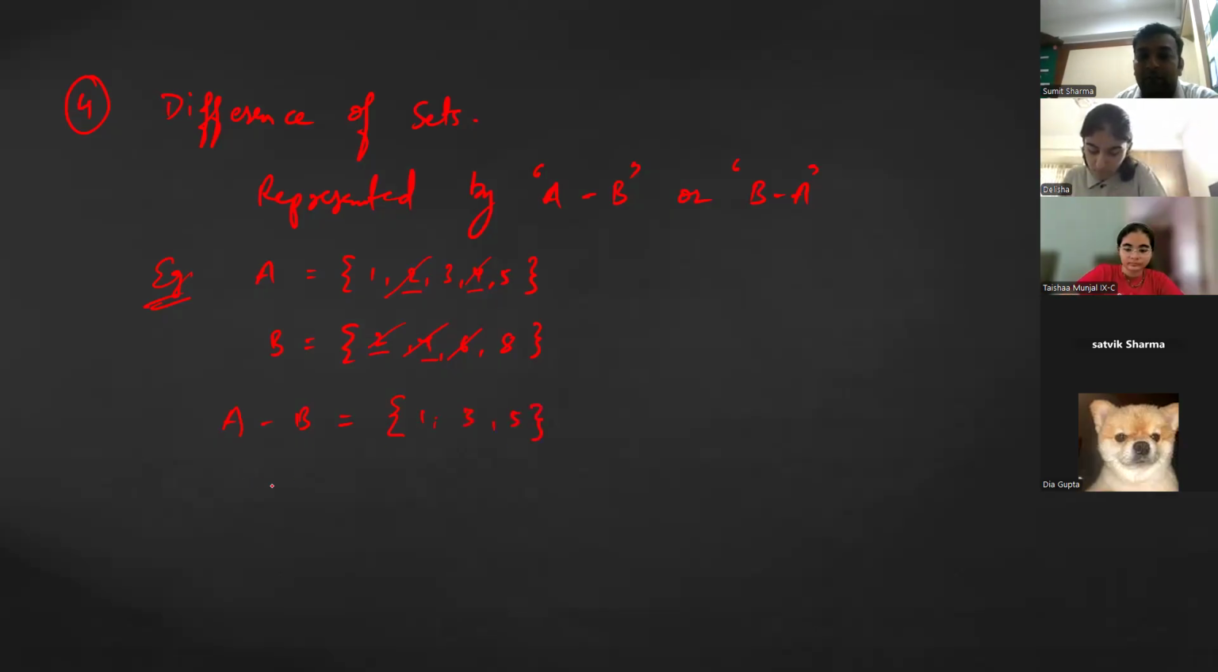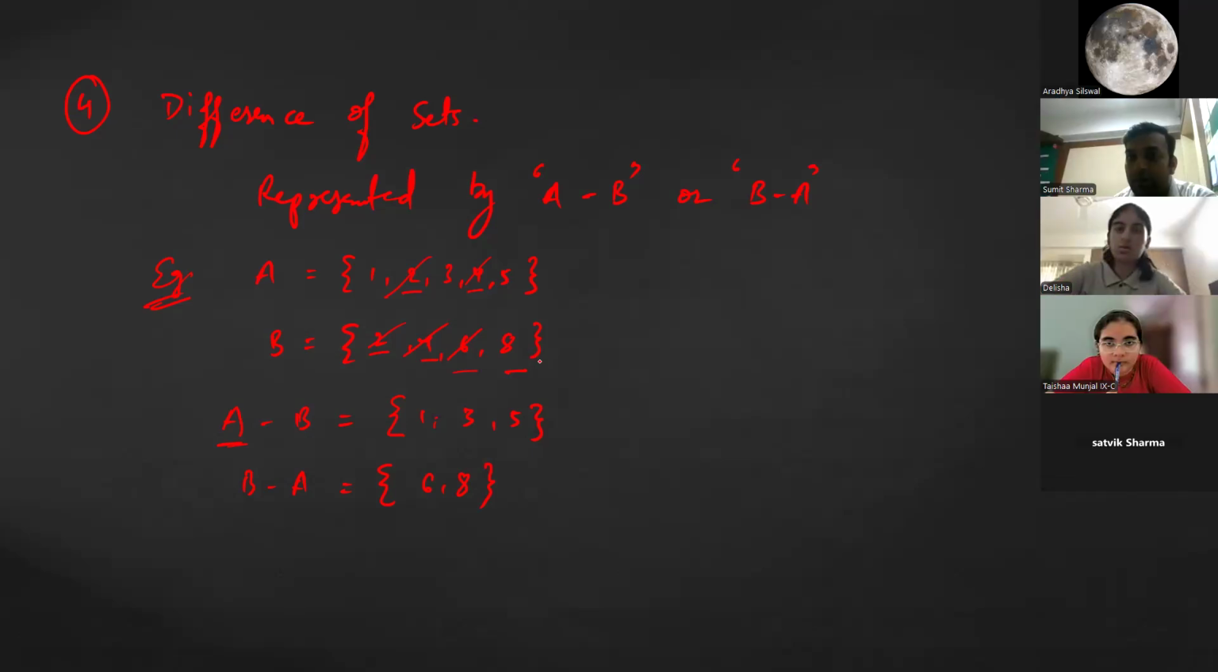Right? Similarly, if we want to talk about B minus A here, you will have to write all the remaining elements of B. So B में जो remaining elements है, these are 6 and 8. Right? So whichever set is first, you will have to write all the remaining elements of that set. I hope it is clear. First of all, you have to remove all the common elements. Then A minus B में हम A के बचे हुए elements लिखेंगे and B minus A में हम B के बचे हुए elements लिखेंगे. Yes, Aradhya.